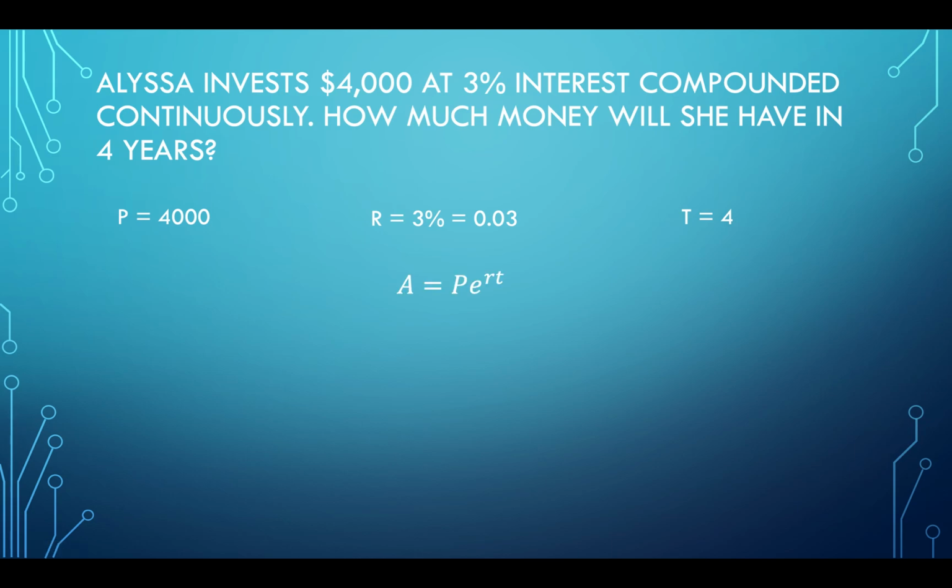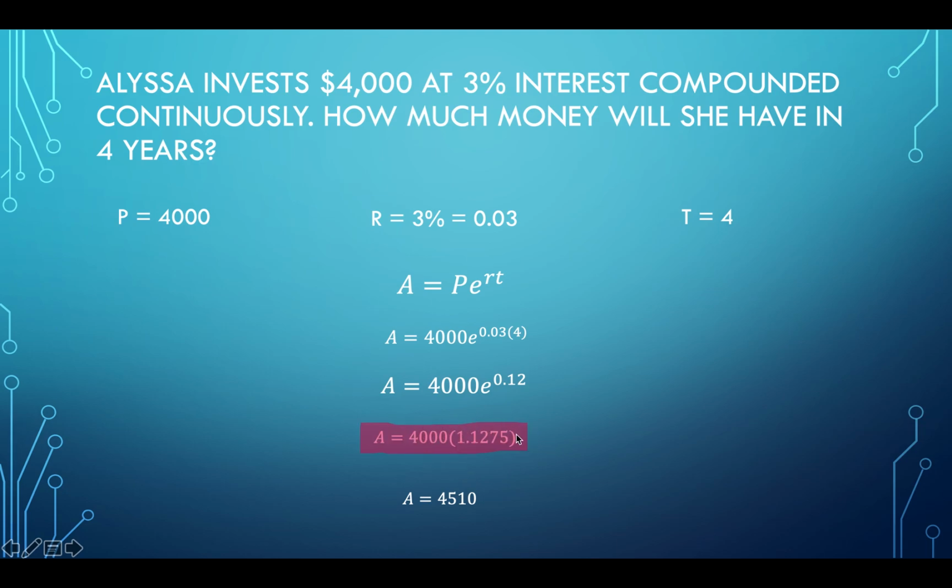Then we're just going to plug it into this formula. So 4,000 times e to the 0.03 times 4 power. What I told you guys yesterday is make sure we simplify the exponent first. Do 0.03 times 4 and we get 0.12. Then we do e to the 0.12 power. Round that number to 4 decimal places, so I get 1.1275. Now multiply that by 4,000, and we get 4,510. This right here is your final answer.